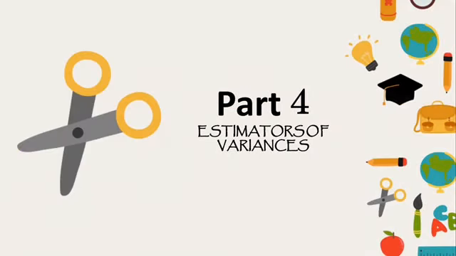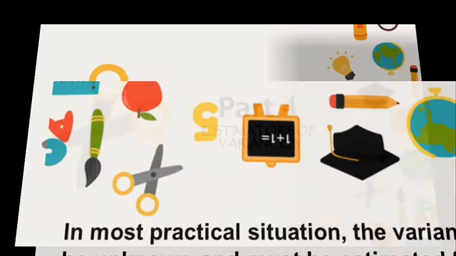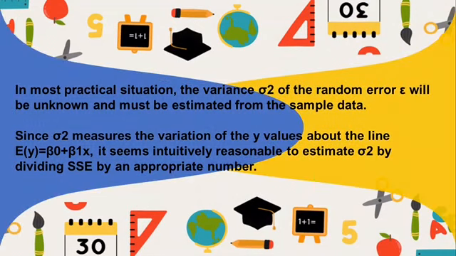So part 4 and 5 of this presentation will be presented by me, Annatasya Putri Salsabila. Part 4 is estimators of variance. In most practical situations, the variance of the random error will be unknown and must be estimated from the sample data. Since variance measures the variation of the y values about the line E(Y) equals B0 plus B1x, it seems intuitively reasonable to estimate variance by dividing SSE by an appropriate number.